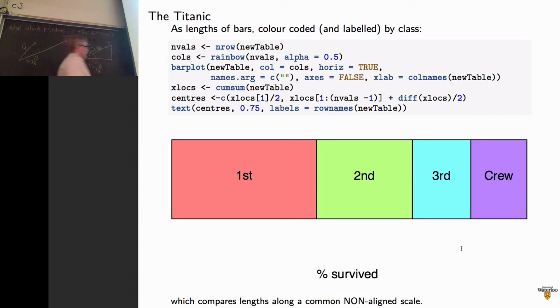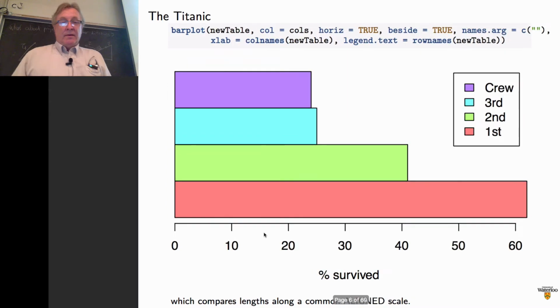When I think about how you might compare them visually, well, we could use the same data and think about using the length of each of these blocks. Those are the proportions of people that survive in first class, in second class, third class, and the crew. I've just color-coded them and labeled them, but we're looking at comparing lengths along a common but non-aligned scale. We can put them on a common and aligned scale, again using a bar plot.